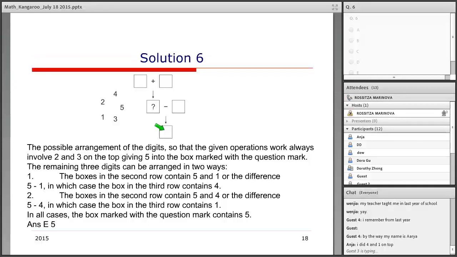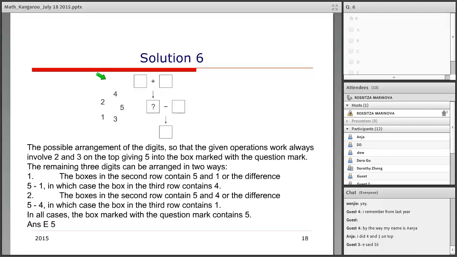Excellent. Yes, and that is also possible. You're right. I'm glad, Anja, that you thought that way. So that is also a very good way to think, that yes, 4 and 1 can go on the top. And either way, you will have 5 over here, and you can have 5 minus 2 equals 3, and 5 minus 3 equals 2. So thank you, Anja. That's again a very good approach.